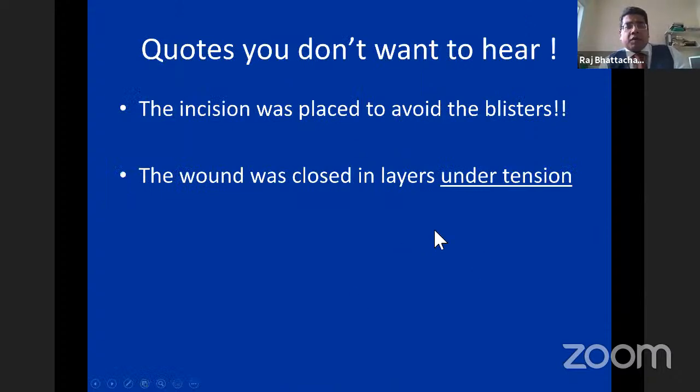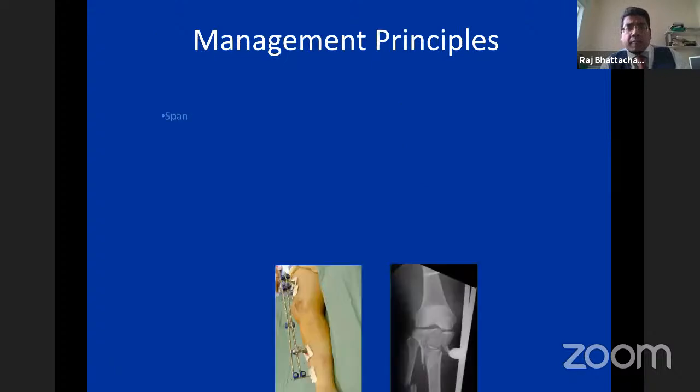I never want to hear any of my junior team coming to me to say that the incision was placed to avoid blisters, because they get the question, well, what the hell are you doing operating if there were blisters? Or that the wound was closed in layers under tension, which then again means you were operating when the leg was very swollen. So this is something that you should not hear.